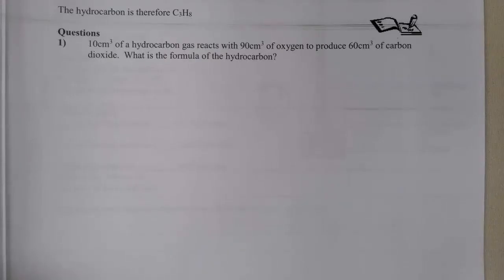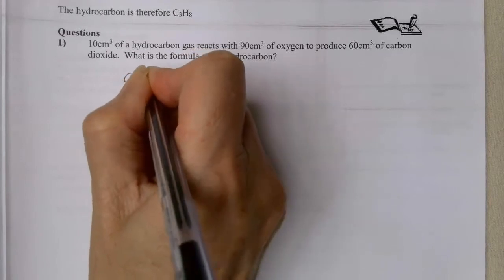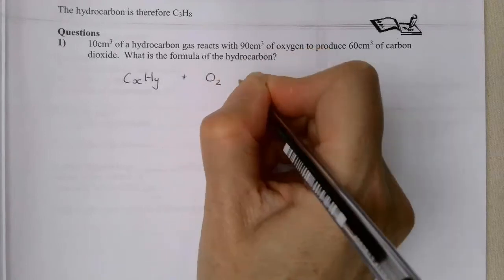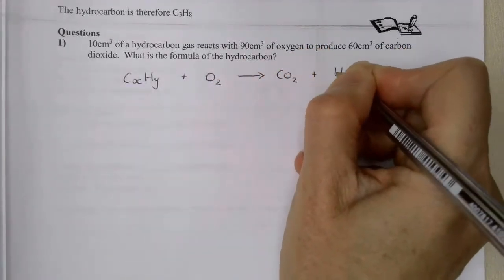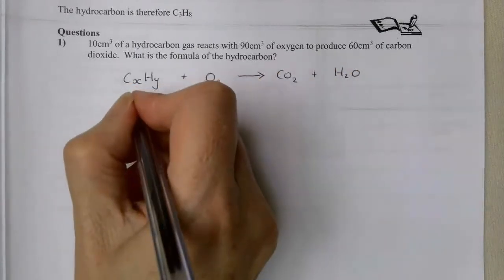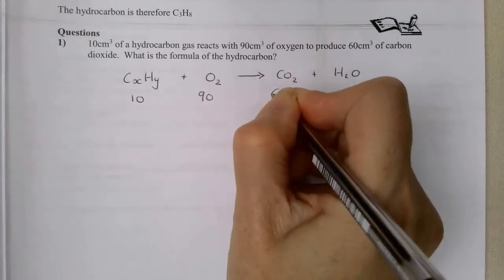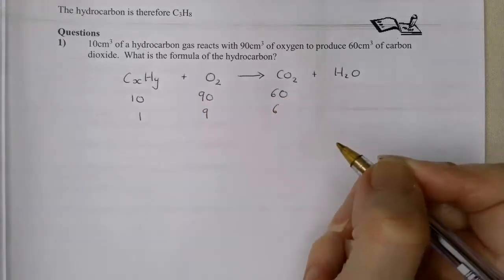So we're going to do the next example in exactly the same way. I've got 10 centimeters cubed of my hydrocarbon reacting with oxygen to produce carbon dioxide and water. So again, it's a hydrocarbon. That means it contains carbon and hydrogen only. And it's reacting with my oxygen to produce carbon dioxide and water. I know that my volume ratio is 10, 90, 60.